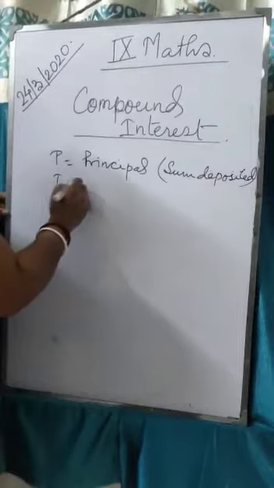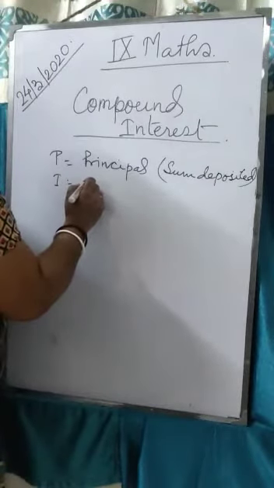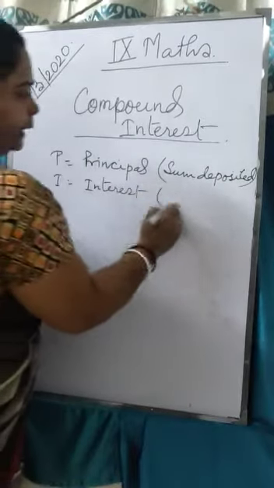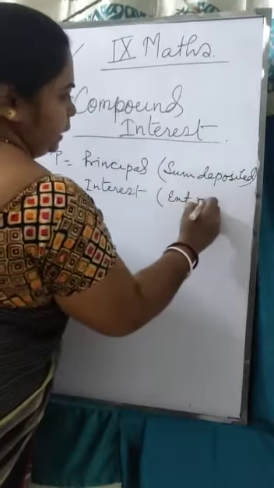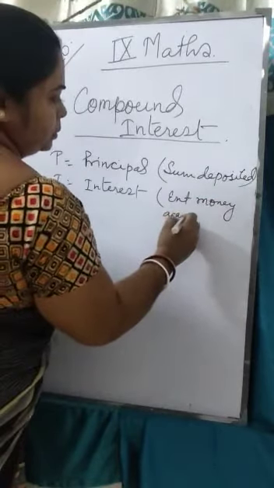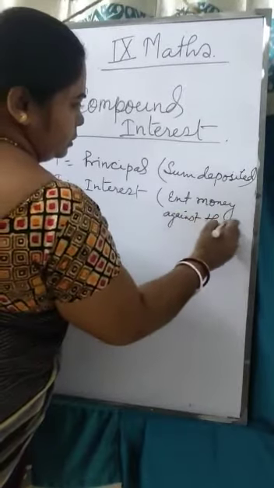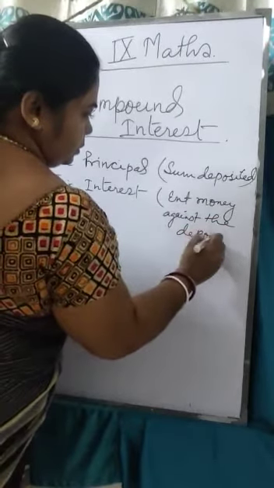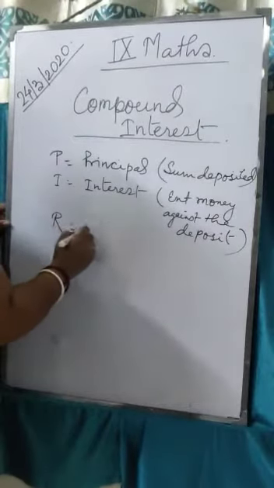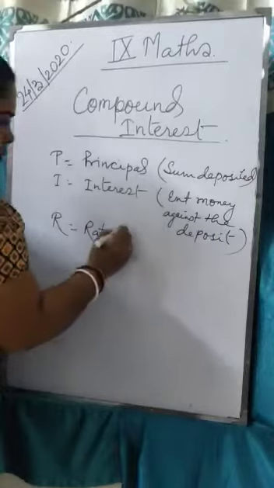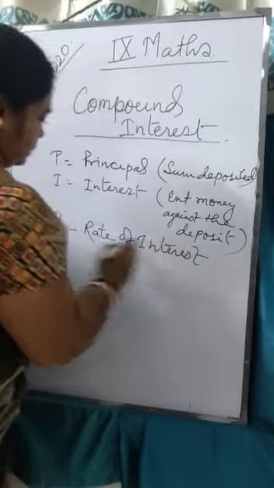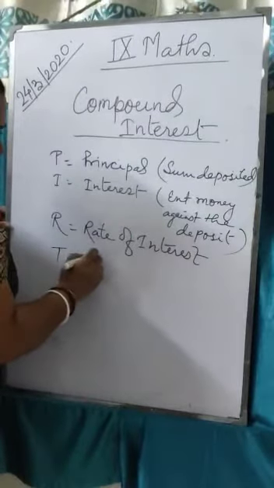I stands for interest, extra money against the deposit. R is the rate of interest and T is the time.